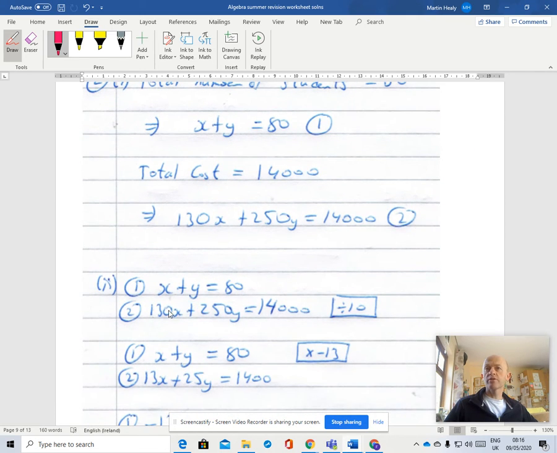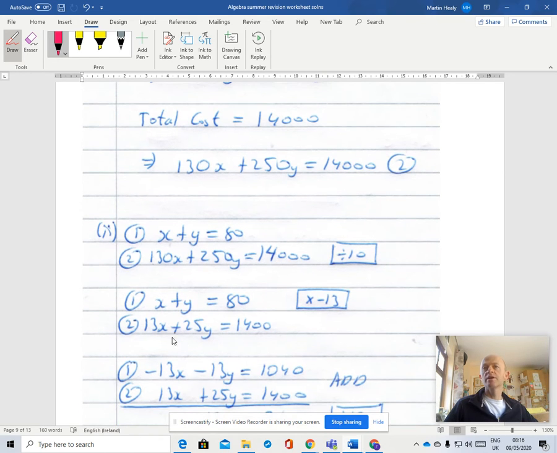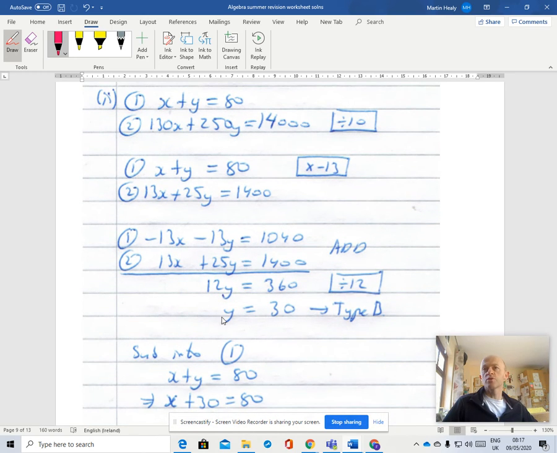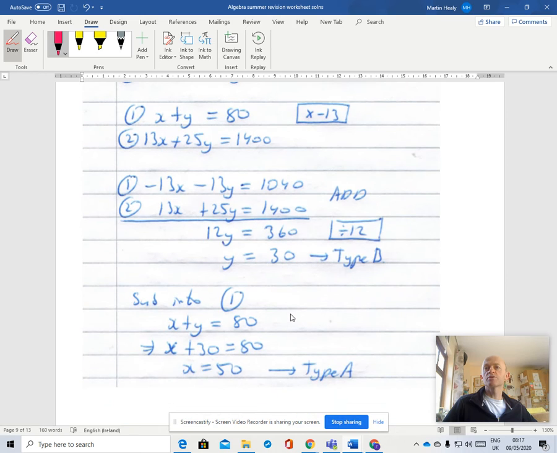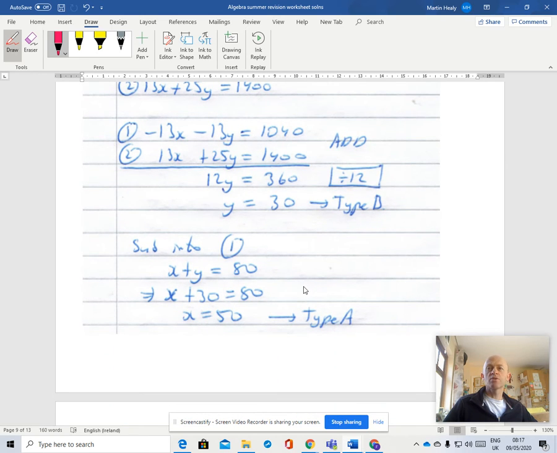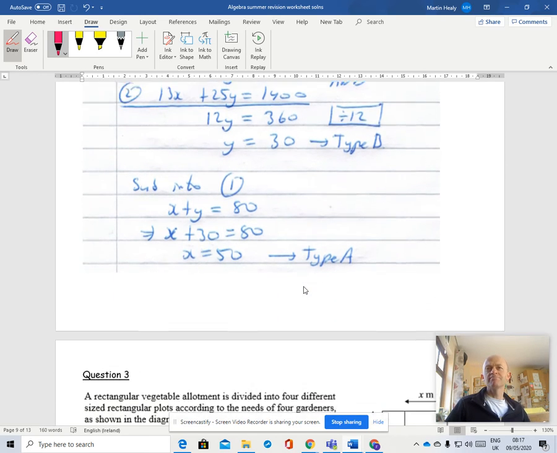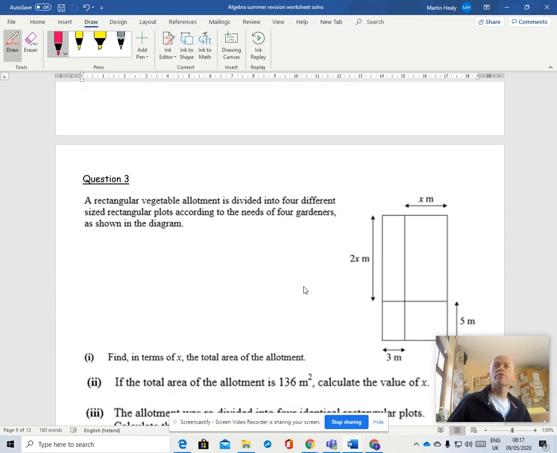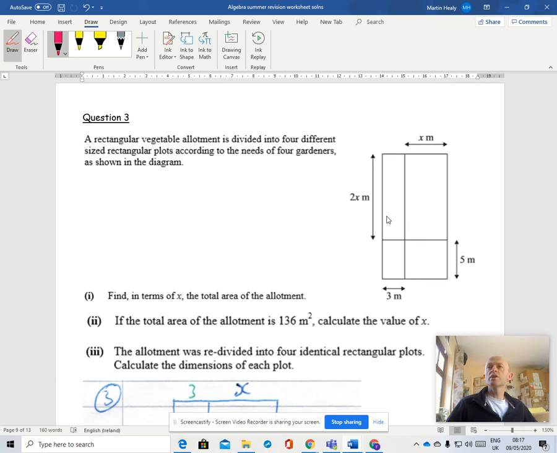So you want to get rid of the x's or the y's. Here I think I divided by 10 first of all, maybe, to make that equation a bit easier. I multiplied by minus 13 and went and solved it as usual. So if y is 30, that means x must be 50. And that's the question there. I wouldn't worry too much about it. Can you do simultaneous equations is more important, actually.